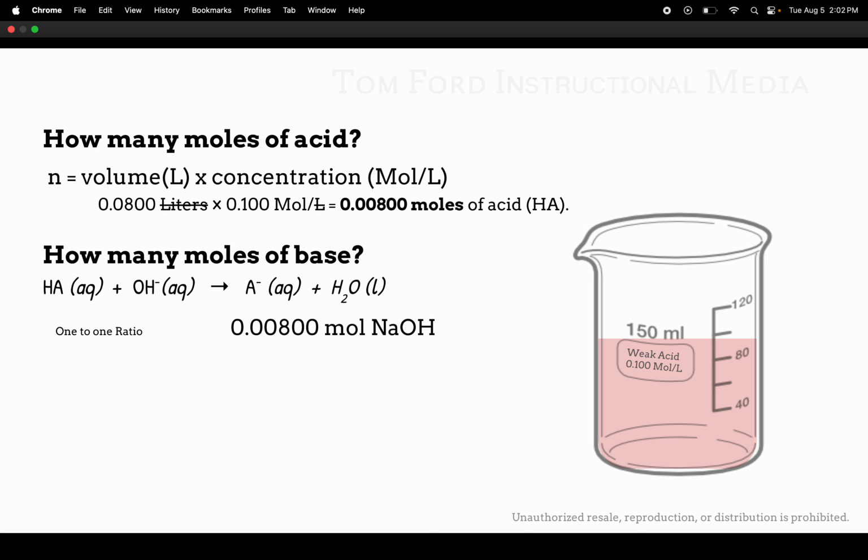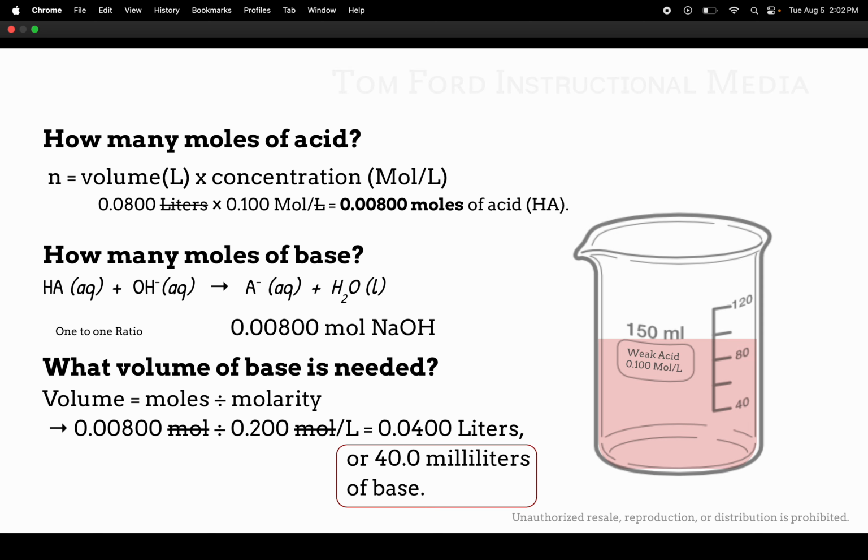Okay, we are almost done with part A. Knowing the concentration of the sodium hydroxide is 0.2 moles per liter, we simply find the volume using a formula. Volume equals moles divided by the concentration in molarity. So that's 0.008 moles divided by 0.2 moles per liter.